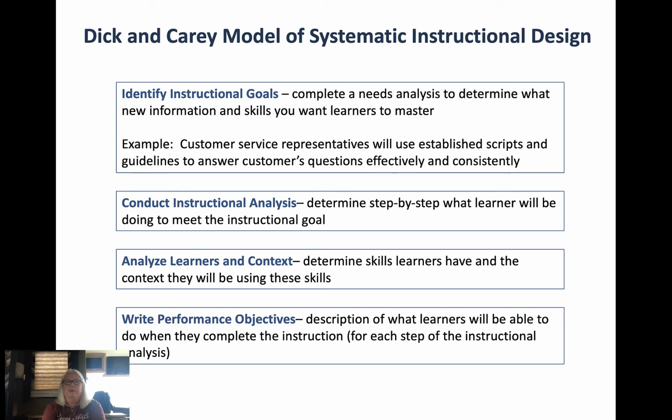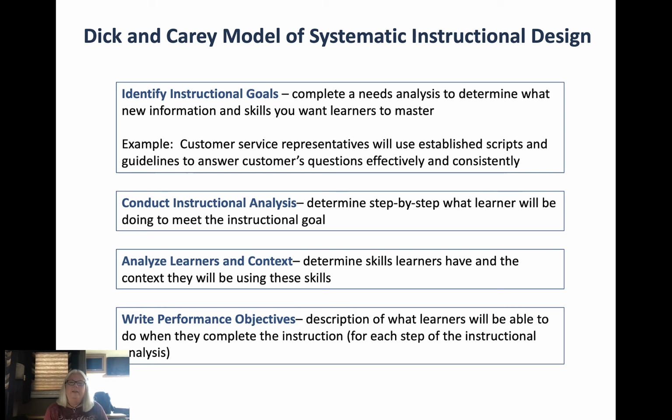So the first step is we identify the instructional goals. We have to do a needs analysis or a front-end analysis to determine whether there's a problem. And if there's a problem, can it be solved by instruction? And if it can, then we write a goal. Okay, then after that we conduct an instructional analysis. We determine step by step what the learner will be doing if they're meeting the goal.